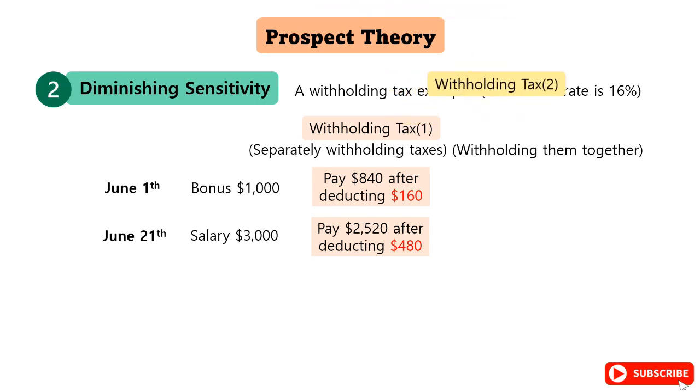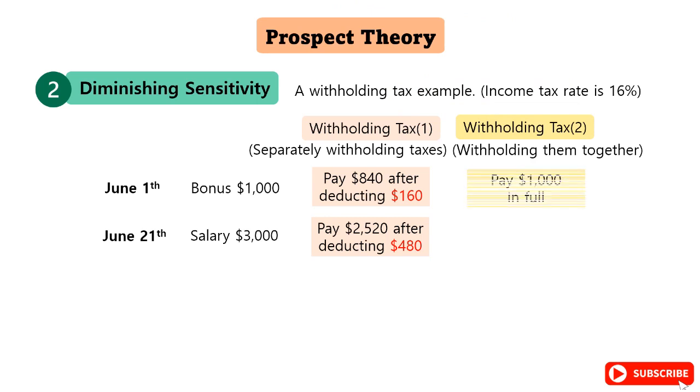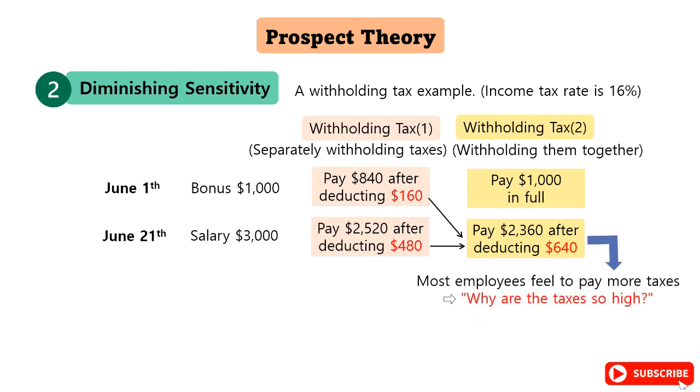The method of withholding tax at once on the payday is as follows. When the bonus is paid, $1,000 is paid in full. And when a monthly salary is paid, the monthly salary payment is $2,360 after deducting a total tax of $640, which is the sum of the bonus tax of $160 and the salary tax of $480. Which method do employees prefer?